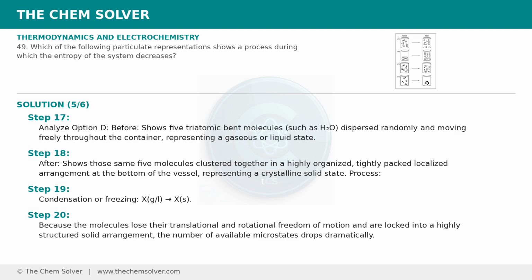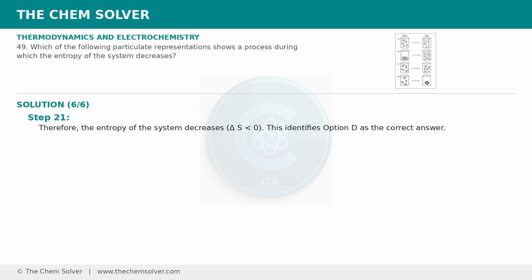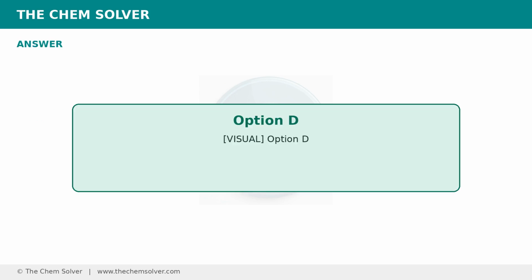Because the molecules lose their translational and rotational freedom of motion and are locked into a highly structured solid arrangement, the number of available microstates drops dramatically. Therefore, the entropy of the system decreases, delta S less than zero. This identifies option D as the correct answer. The correct answer is option D. Visual, option D.